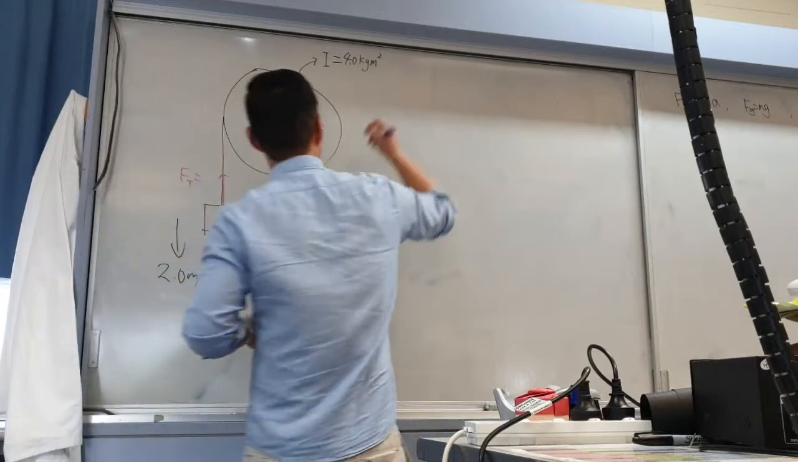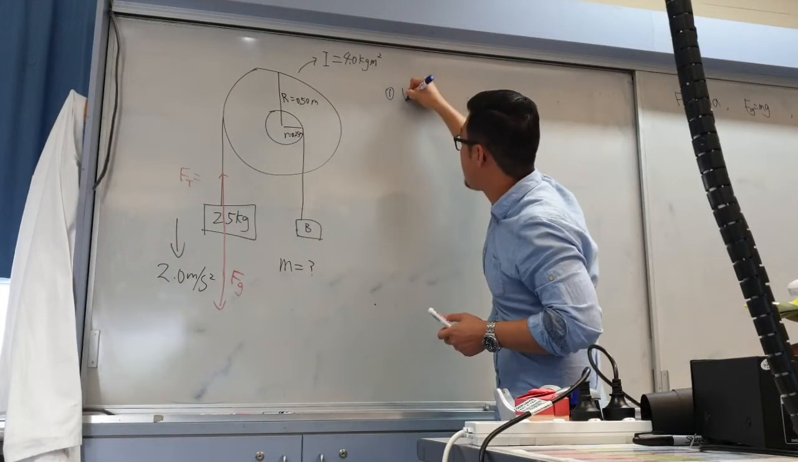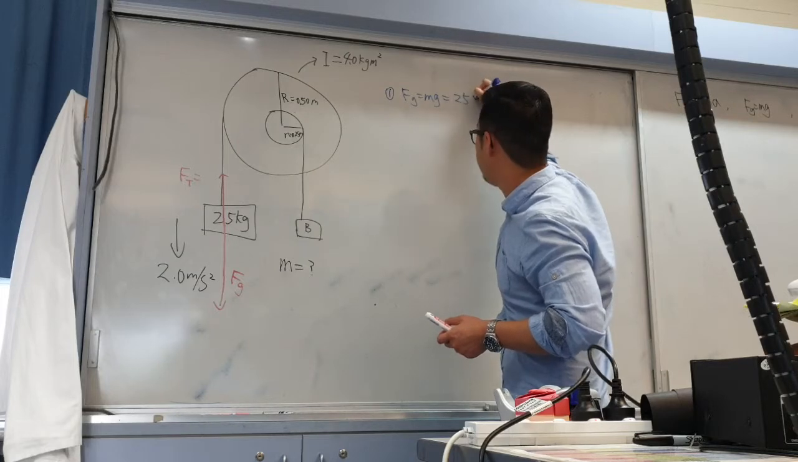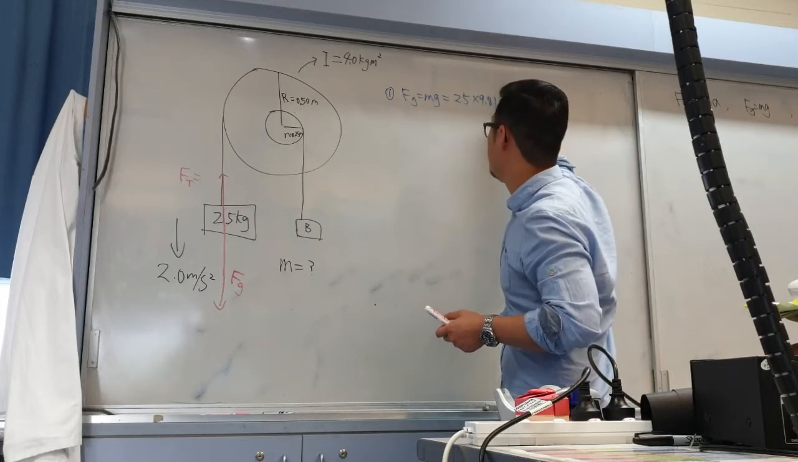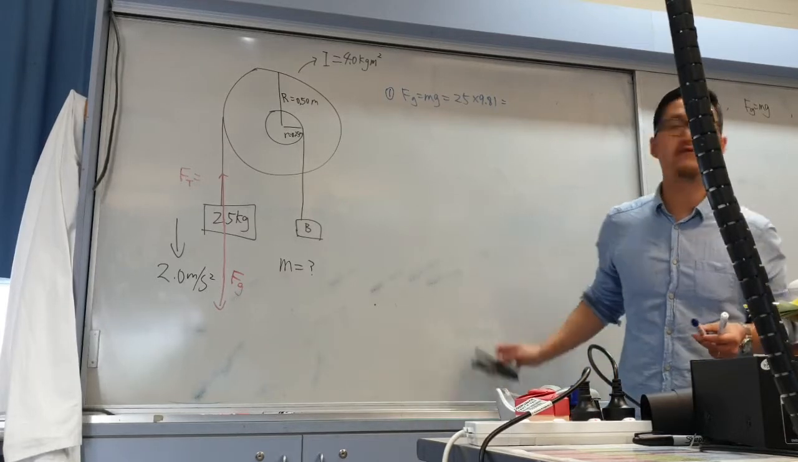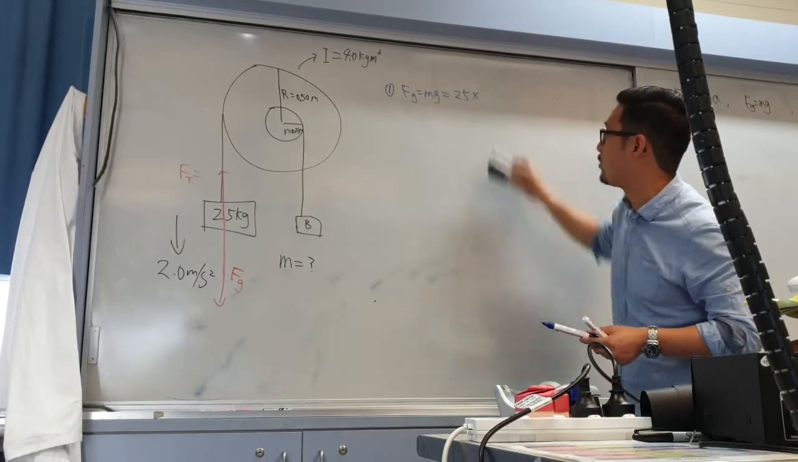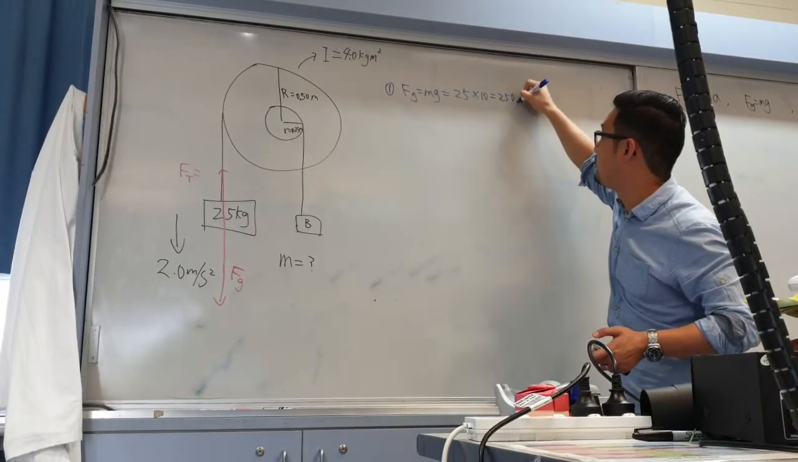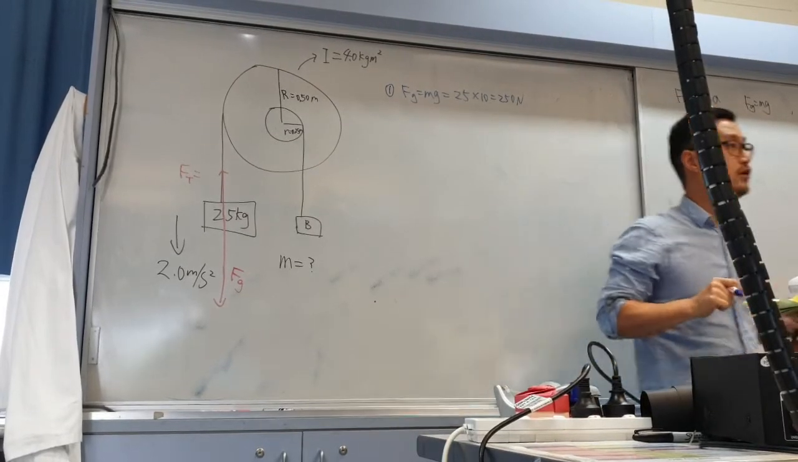So gravity is going to equal mg. That equals 25 times 9.81. I'm just going to use 10 to make the numbers easier, because we're not focusing on calculation here. We're focusing on the theory. So that gives me 250 Newton, right?